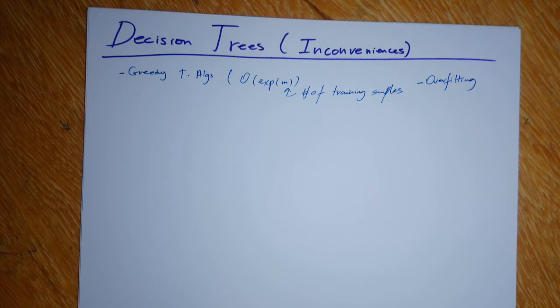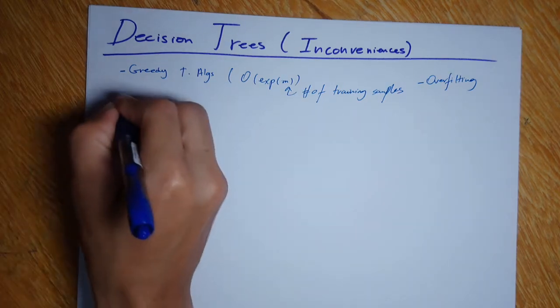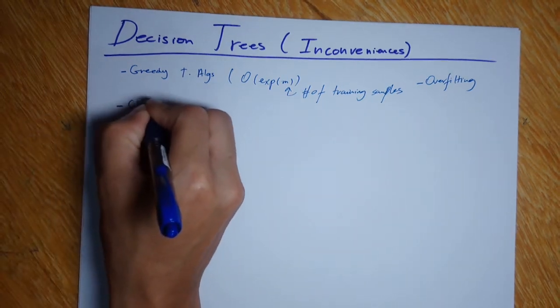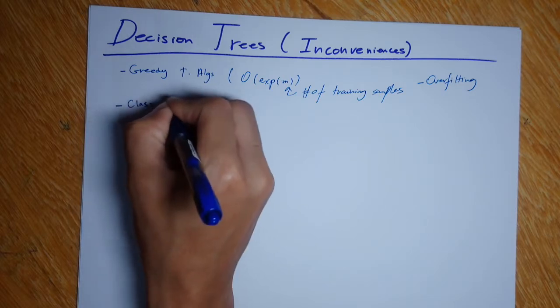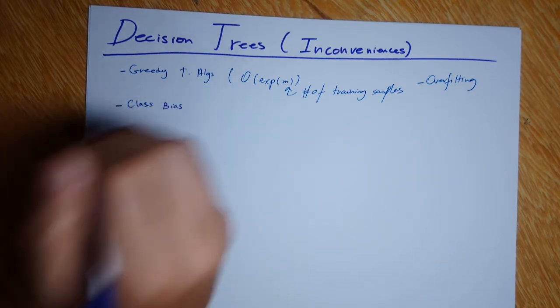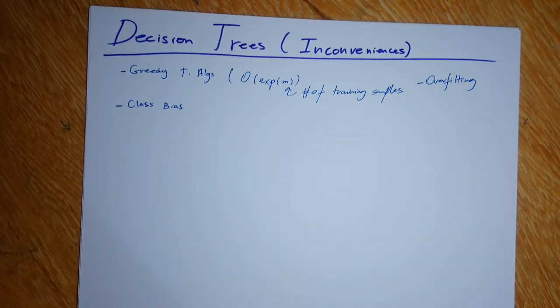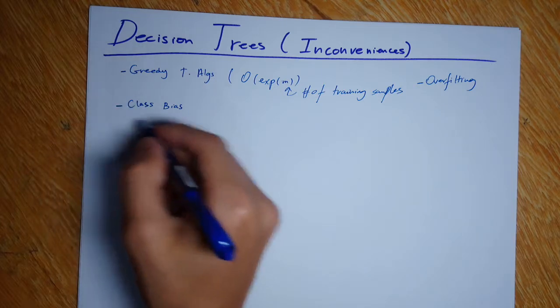The third problem is class bias. Therefore, one of the few pre-processing steps or data preparation steps needed is to balance the classes. But first of all, let's understand what class bias is.